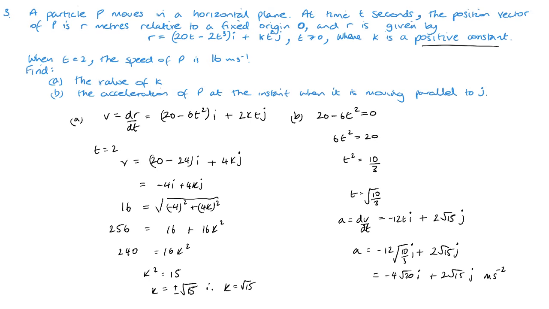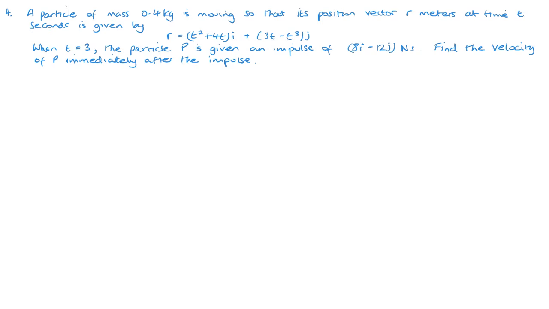Right, let's look at question 4. Okay, so this is now involving impulse from M1. Okay, and we want to find the velocity. So let's find that as a vector first of all. So we want to find the velocity. So dr by dt is going to be 2t plus 4 i plus 3 minus 3t squared j.